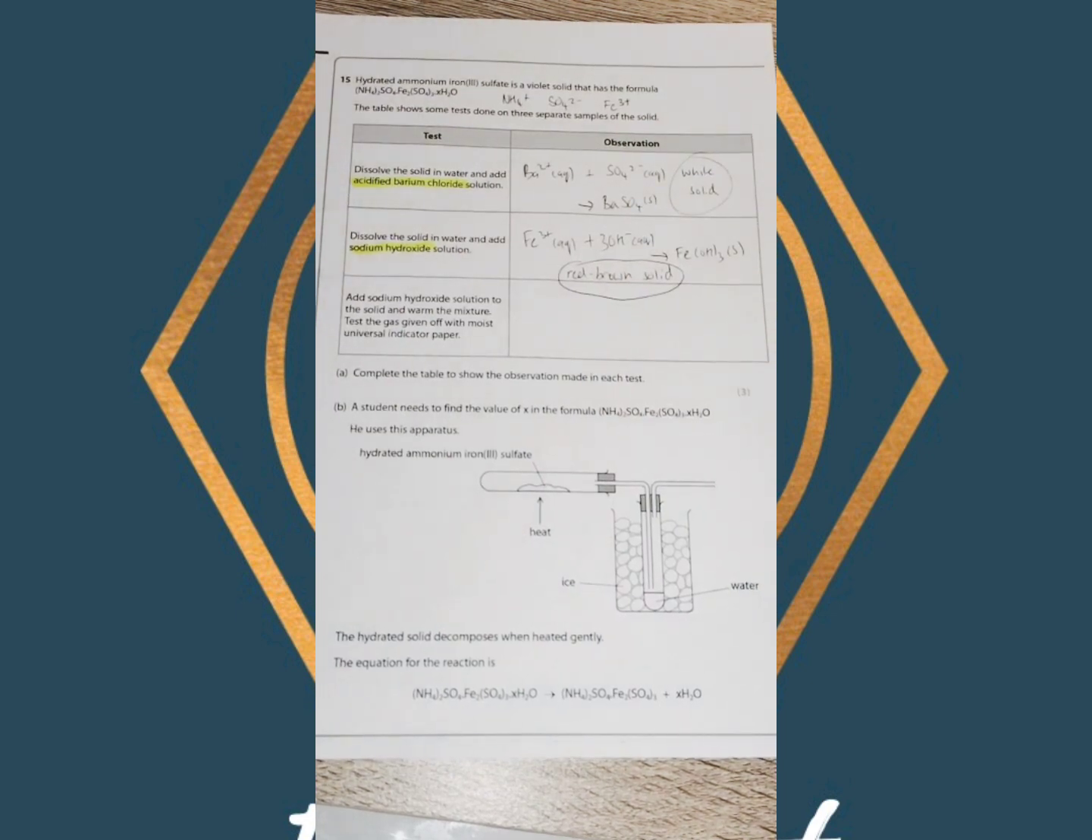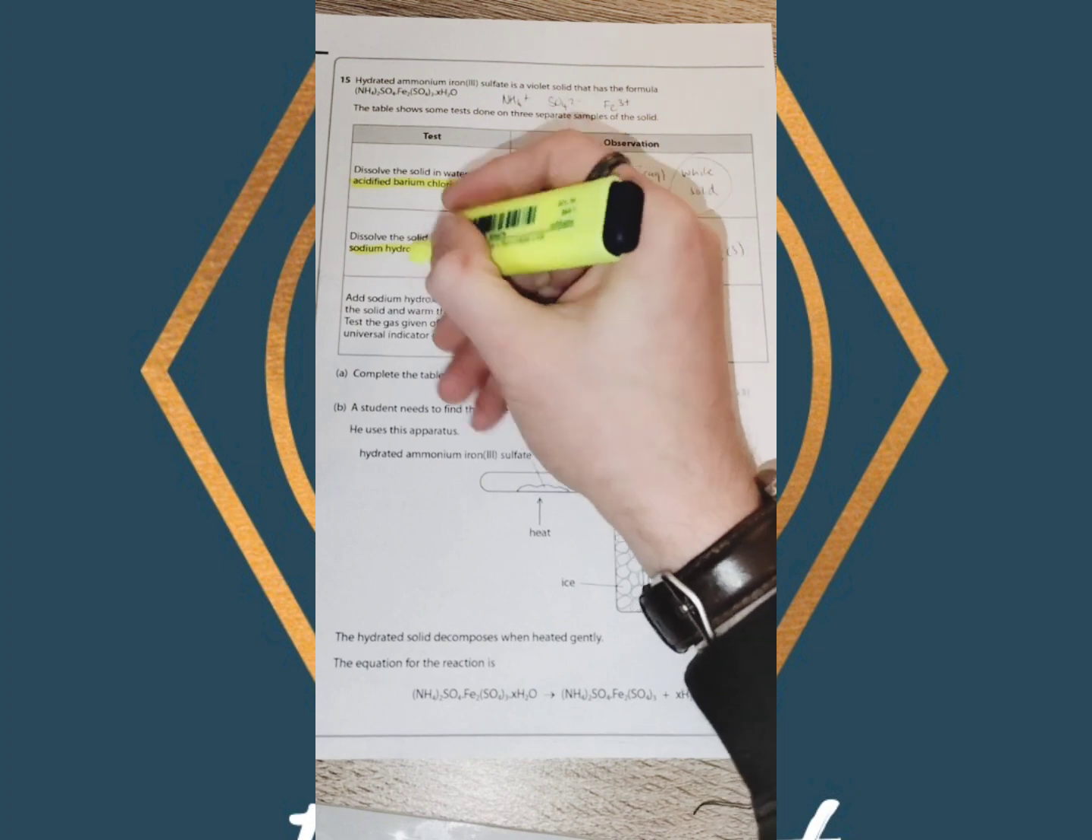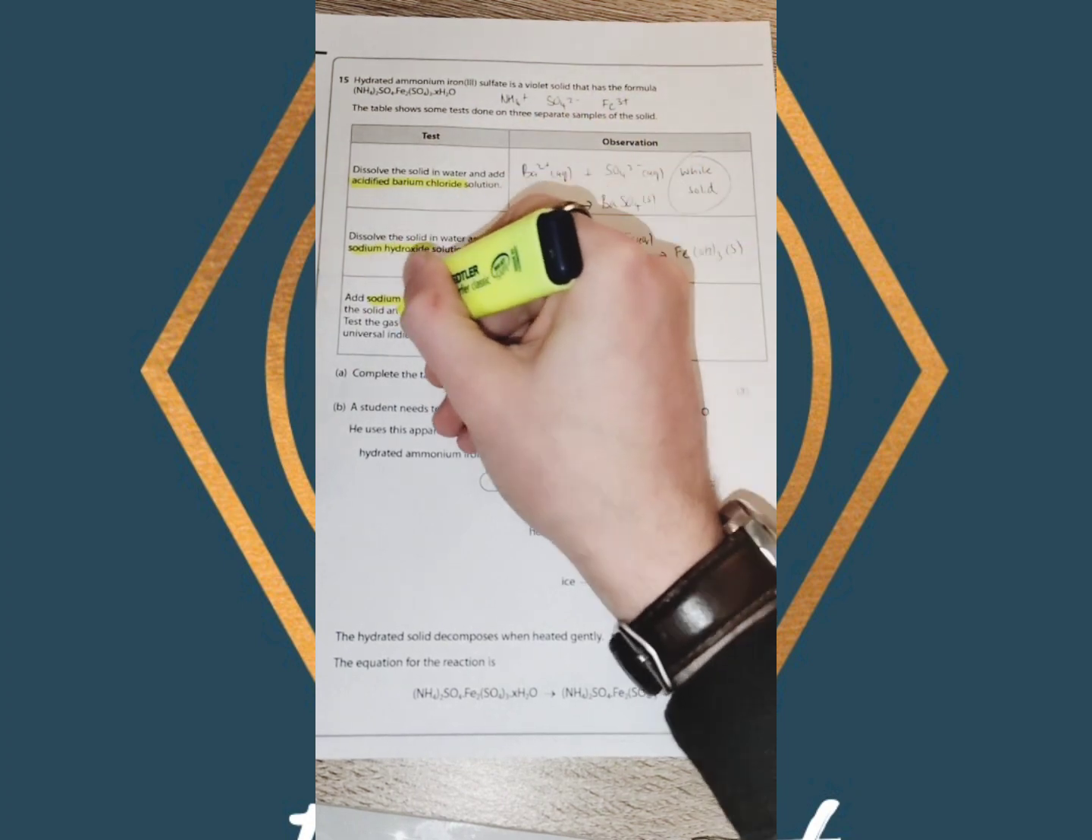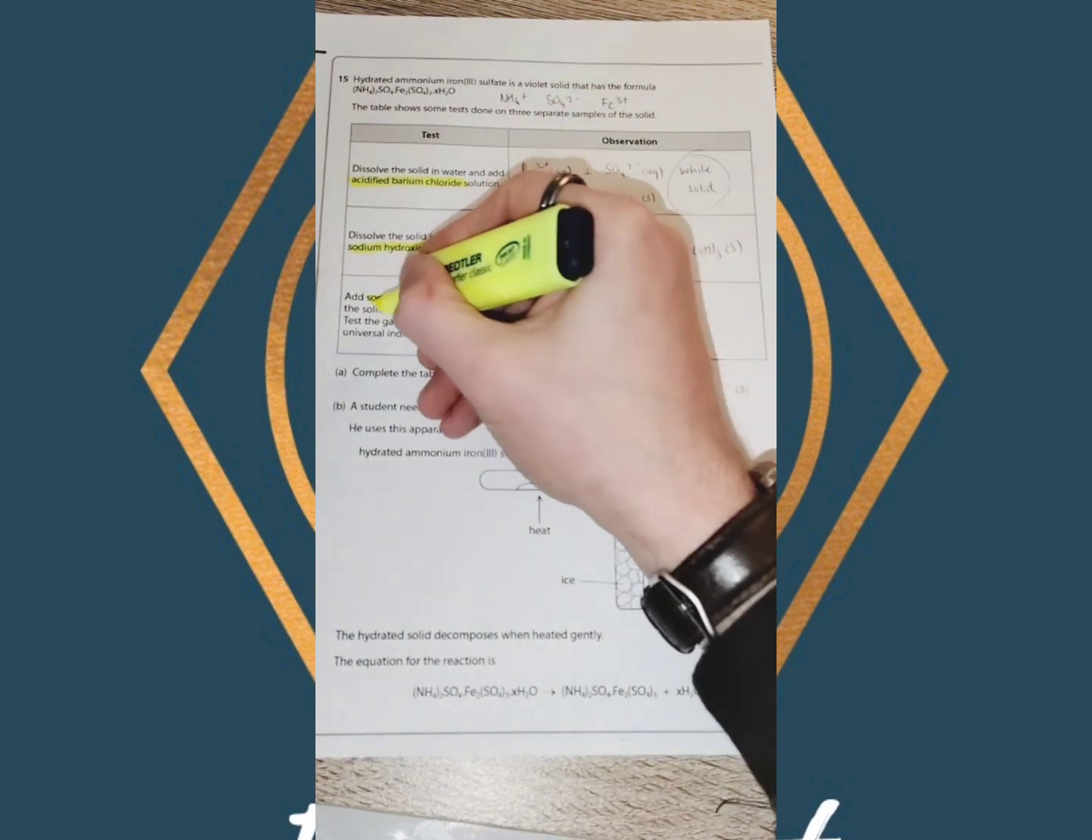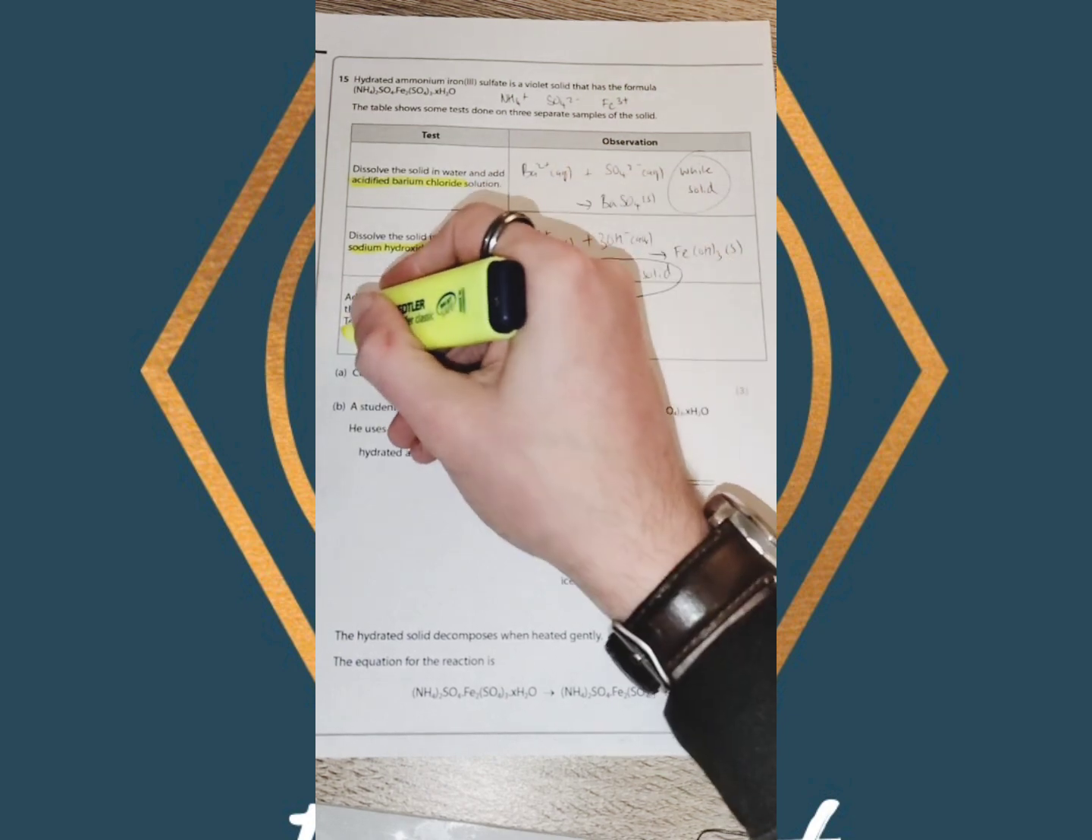Now finally, we could add some sodium hydroxide solution to the solid and warm the mixture. That's different, so just keep that in mind. And then test the gas given off with some moist universal indicator paper. So what's going on here? Different kind of reaction again. So this is a bit different.